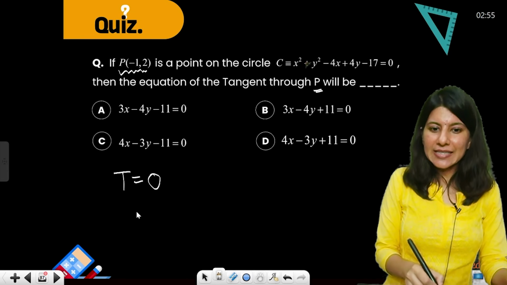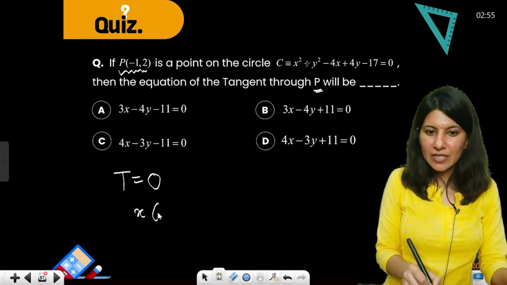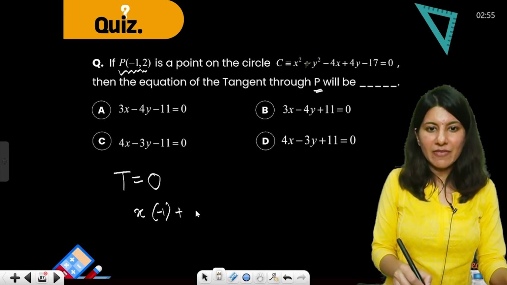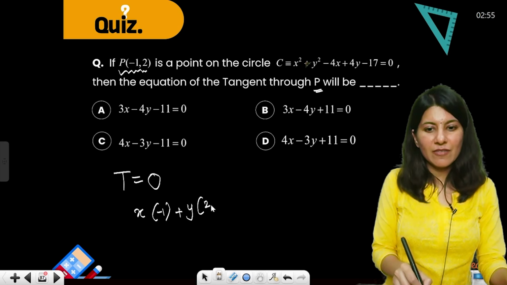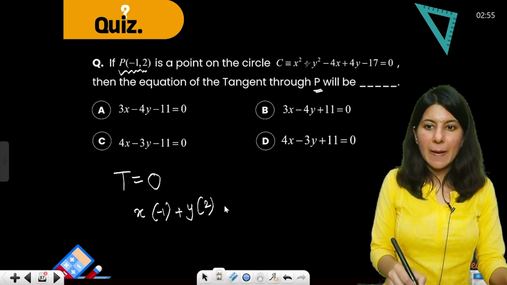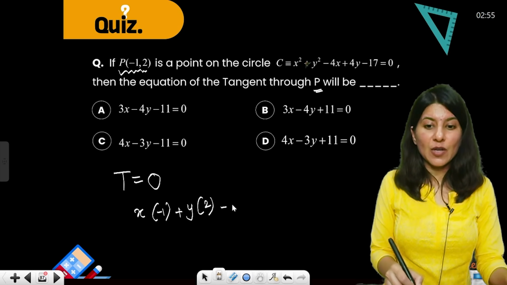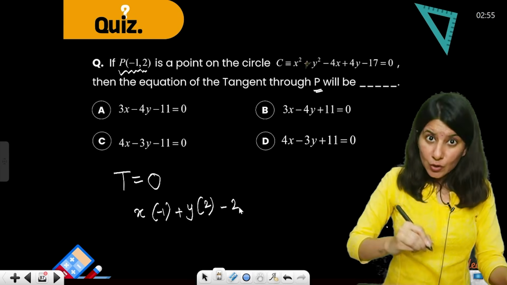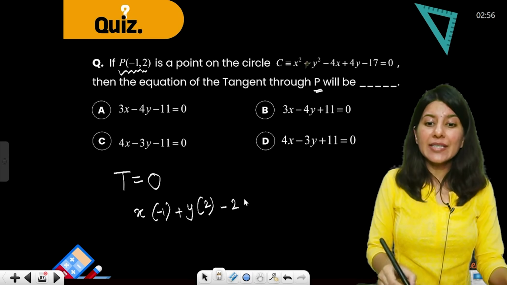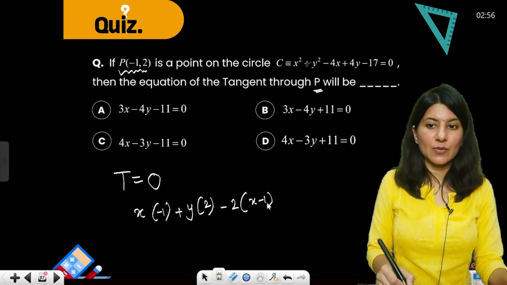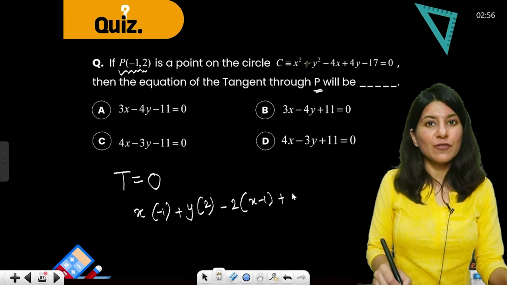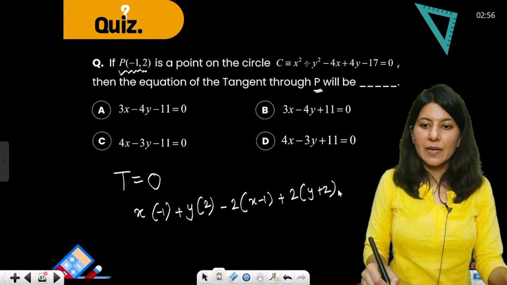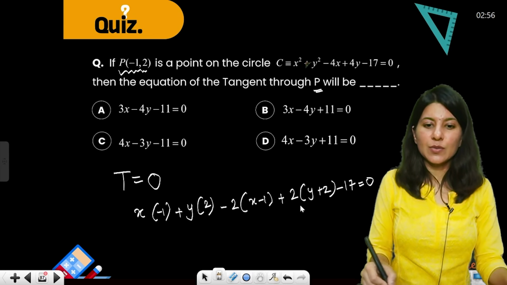Simply, x into x1. x1 is minus 1, plus y square will get replaced by y1. y1 is 2, minus 4x. Now 4x can be written as 2 into 2x, multiply, now 2x is x plus x1, plus 4y. 4y is 2 into 2y. So 2y plus 2 minus 17 equals 0.